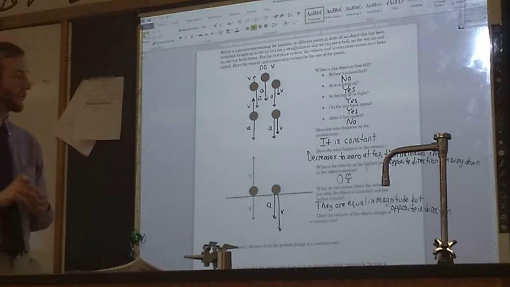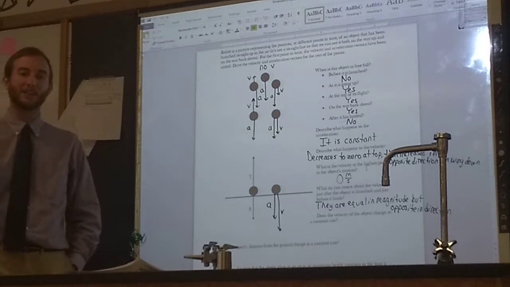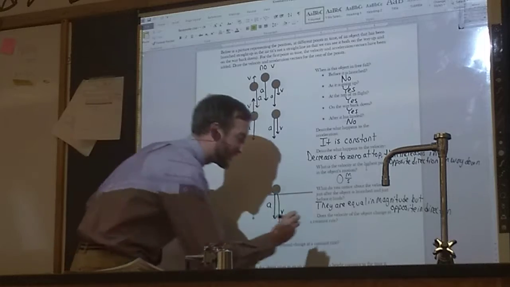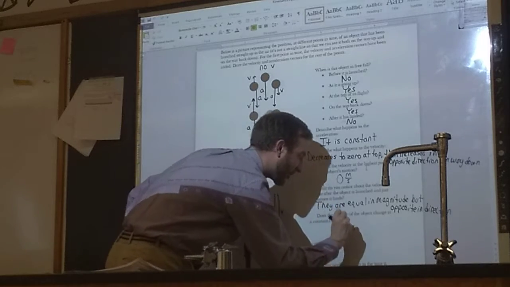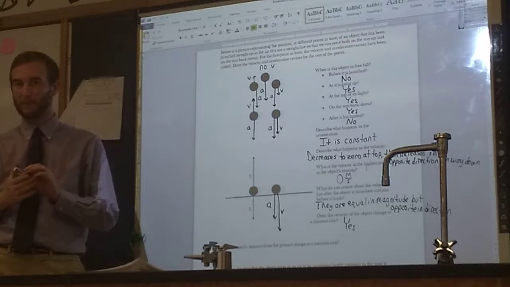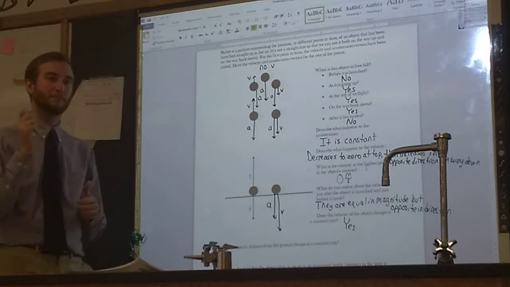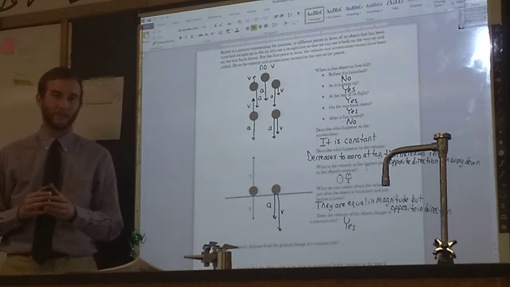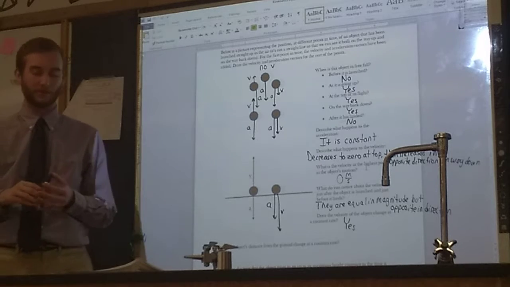Third to last question, does the velocity of the object change at a constant rate? The answer to this is yes. The velocity does change at a constant rate. It's very tough to see from this drawing, or this little sketch that we've made, that the velocity is changing at a constant rate. But I want to remind you of this. I want to see if this makes sense to you.